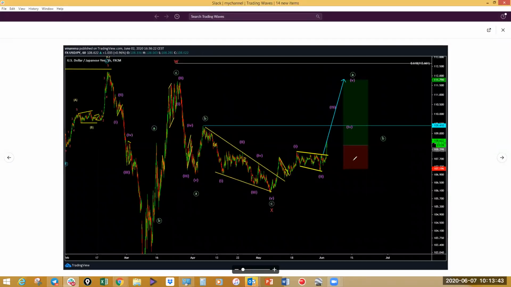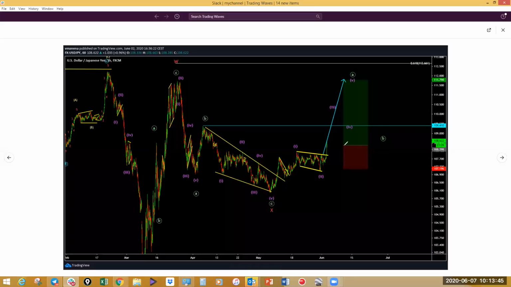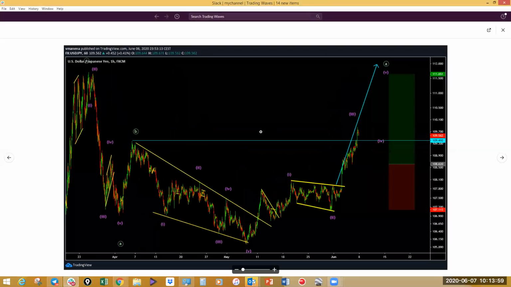US dollar JPY, we were a bit late on this one, but we entered anyway because we could see the strength on the indicator. So as you can see, that was an entry. It was late. It was way after the break of the flag there, but the indicator showed that we're not going to get a pullback, so we're going to get the move to the upside. As you can see, it has moved 100 pips so far.